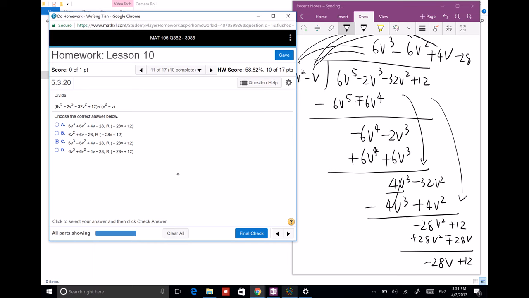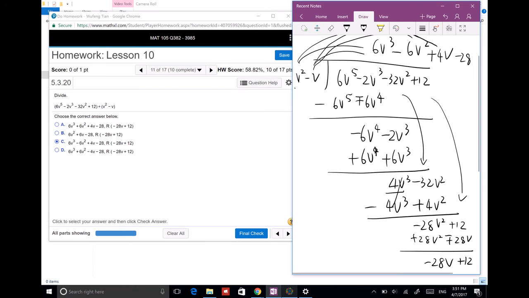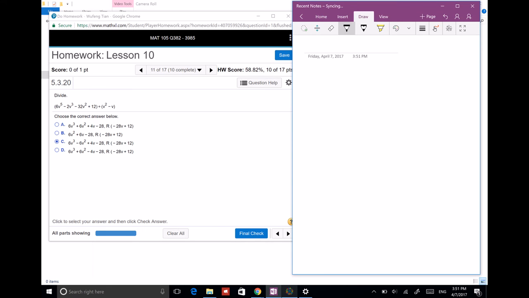6v cubed, 6v squared plus 4v minus 28, minus 28v plus 12. Did I do anything wrong? Let me see. Minus, oh, there is negative 6v cubed. 6v cubed, 6v^5 minus 6v, and you have minus 6v^4 is plus. Oh, it's plus here. So actually I'm using plus v here. Oh, let's do it again. It's the same thing. You just use the long division again.